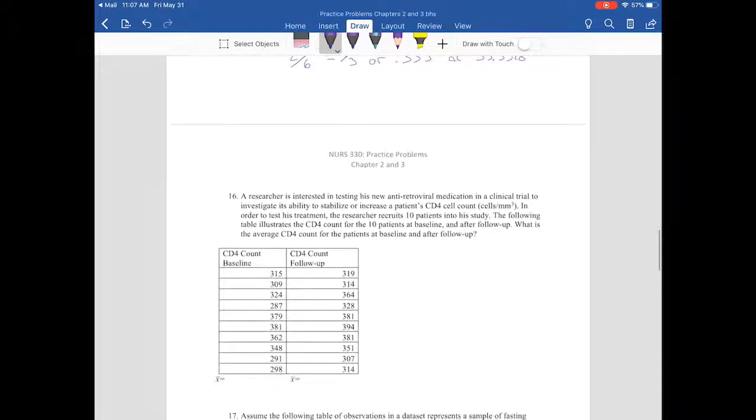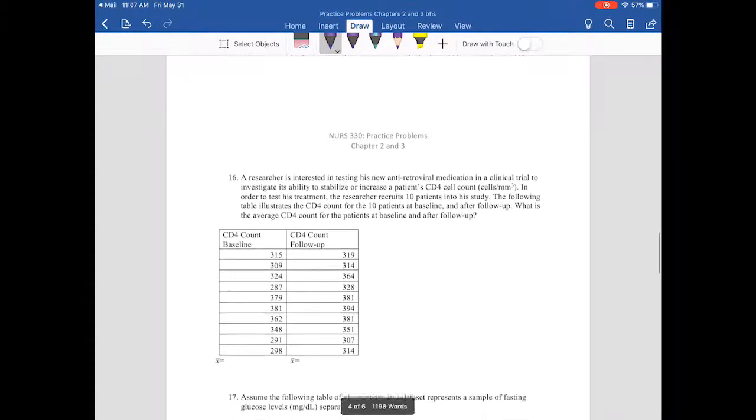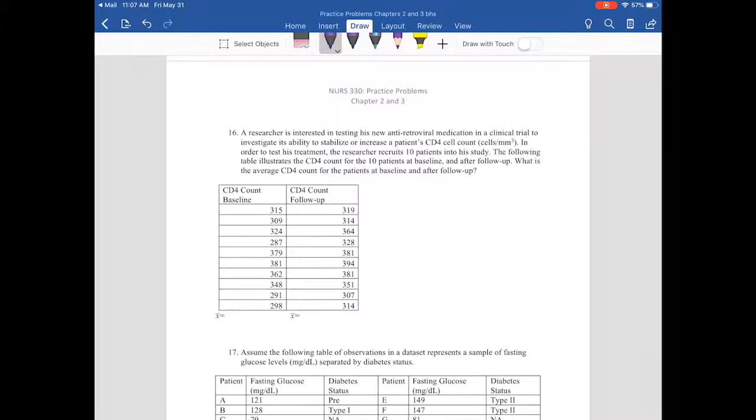All right, moving on along to number 16 here. We have patients, and we're trying to calculate their CD4 count. So we look at their CD4 count. Right here, we're looking at the baseline and then follow-up. So we're just adding up the total number in each. You'll notice that there's 10 patients in each group, so N is going to equal 10.